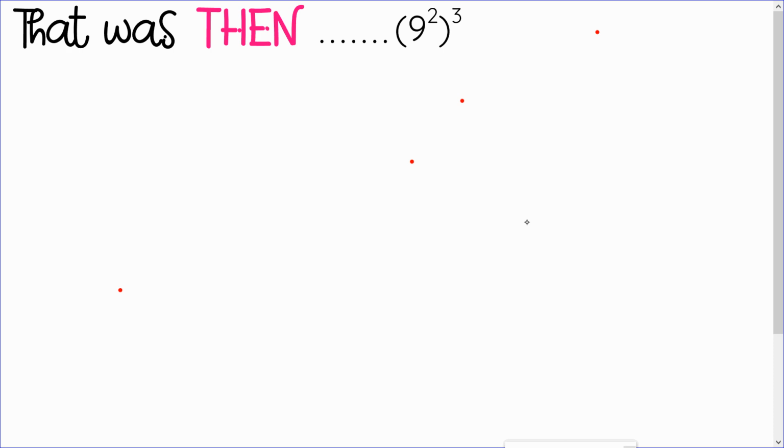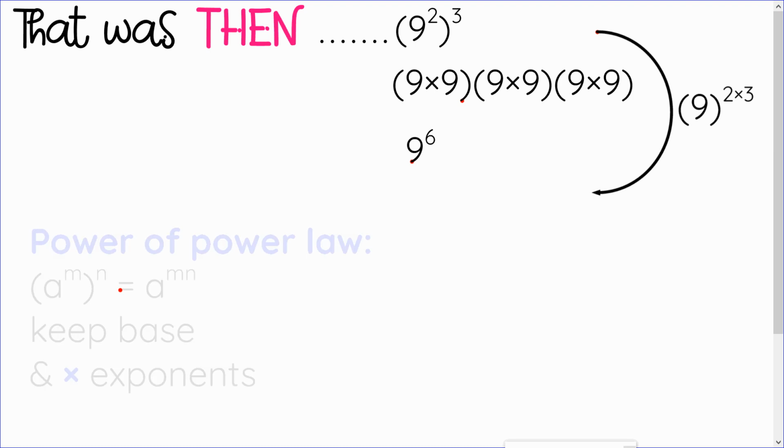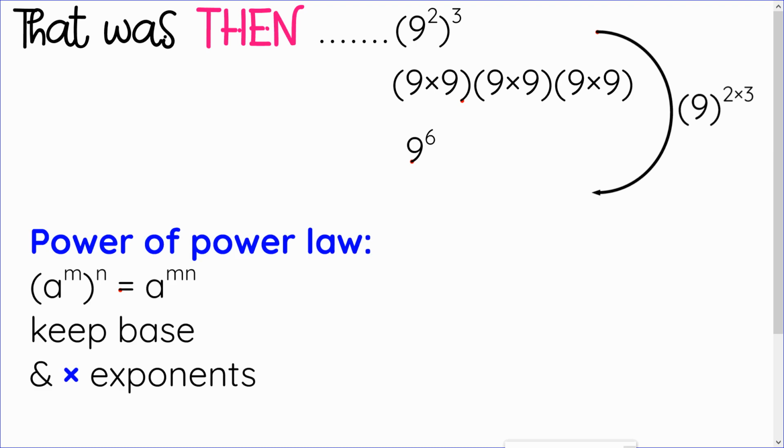That was then when we took 9 squared and we cubed it. We would expand 9 squared, which is 9 times 9, and we would multiply it by itself 3 times. I have a whole bunch of repeated factors of 9, so altogether there are 6 of them, so my final answer would be 9 exponent 6. Well, what's the way of going from start to finish without expanding? I simply keep my base the same and multiply the exponents. This is called the power of a power law. So you keep the base the same, you multiply the exponents.